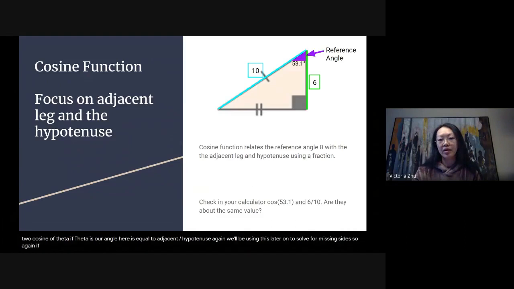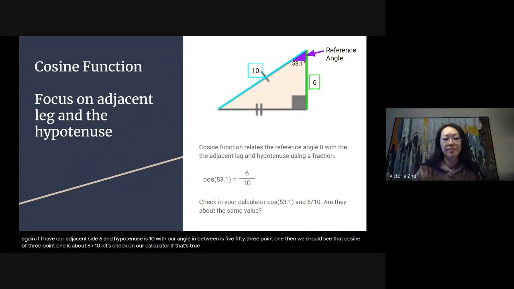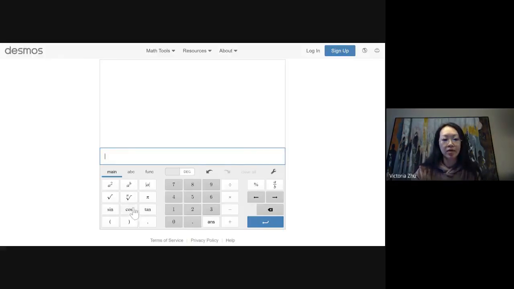So again, if I have our adjacent side 6 and hypotenuse 10, with our angle in between is 53.1, then we should see that cosine of 53.1 is about 6 divided by 10. Let's check on our calculator if that's true. So on our decimals calculator, cosine is right here. Cosine 53.1, let's check that, is about 0.6. And if we take 6 divided by 10, it's exactly 0.6. So just a little bit off. Again, it's really hard to make it as accurate as possible here. This is probably the closest we can get.